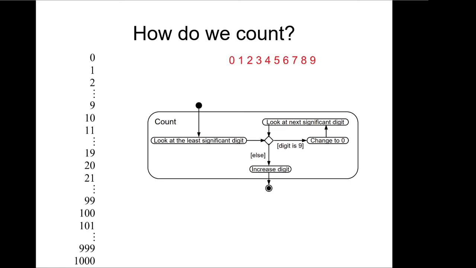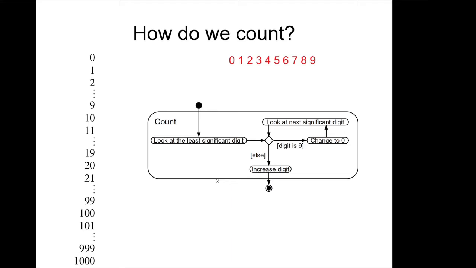We all know how to count to 1,000, but let's look at how we actually do the counting. Here we have a state chart that describes the process. Of course, your kindergarten teacher didn't show you this state chart when he or she taught you how to count from 1 to 10, but this is a way to describe what we're doing. Okay, so we start right here at this dot and we look at the least significant digit.